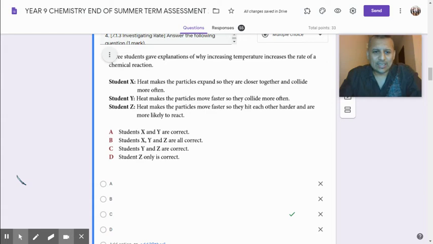And student Z says heat makes the particles move faster so they hit each other harder and are more likely to react and thus give successful collisions. I like student Z's answer more than Y's, but both of them are correct. So the correct response for this is C.